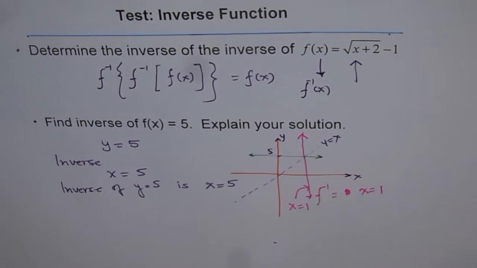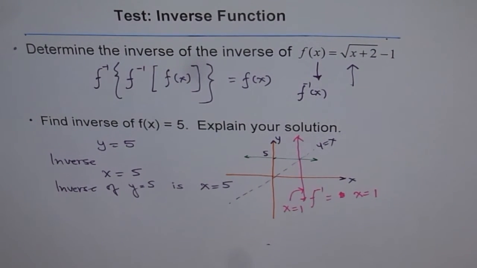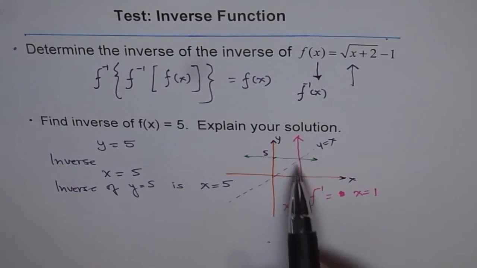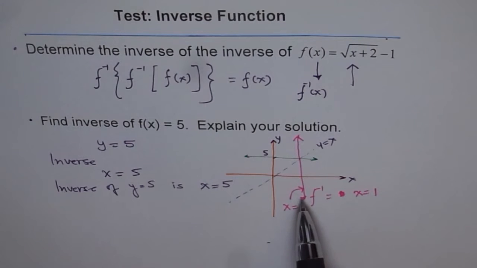And this line, what is the domain and range for this line? Domain is just x equals 5 and range is all real numbers and it is not a function, right? So that is how it should be. So this question is very interesting. I thought I should share with you, and I hope you appreciate it.